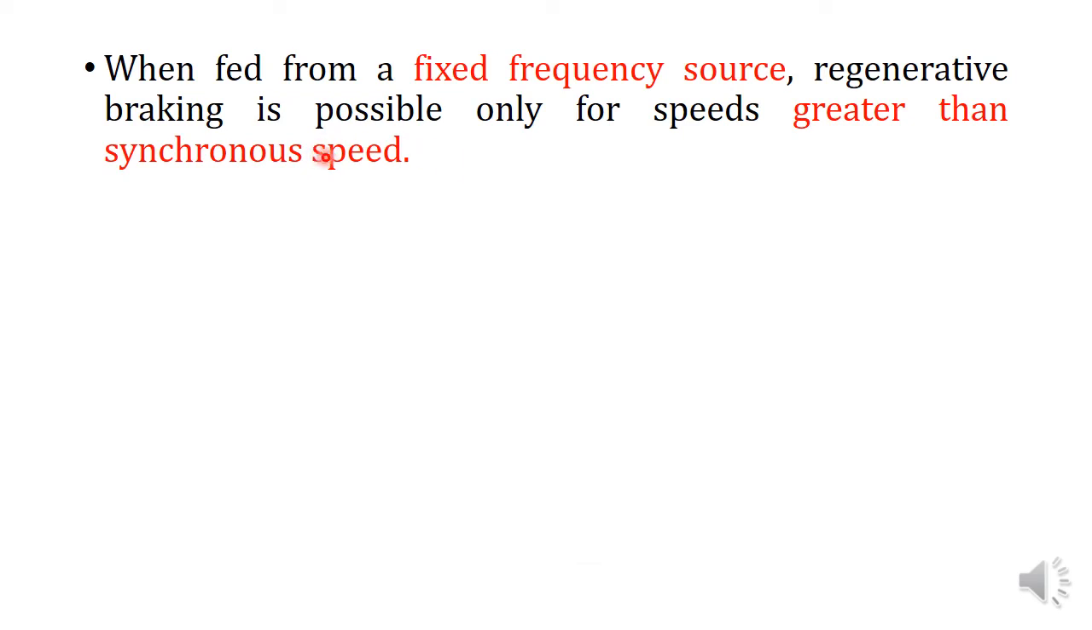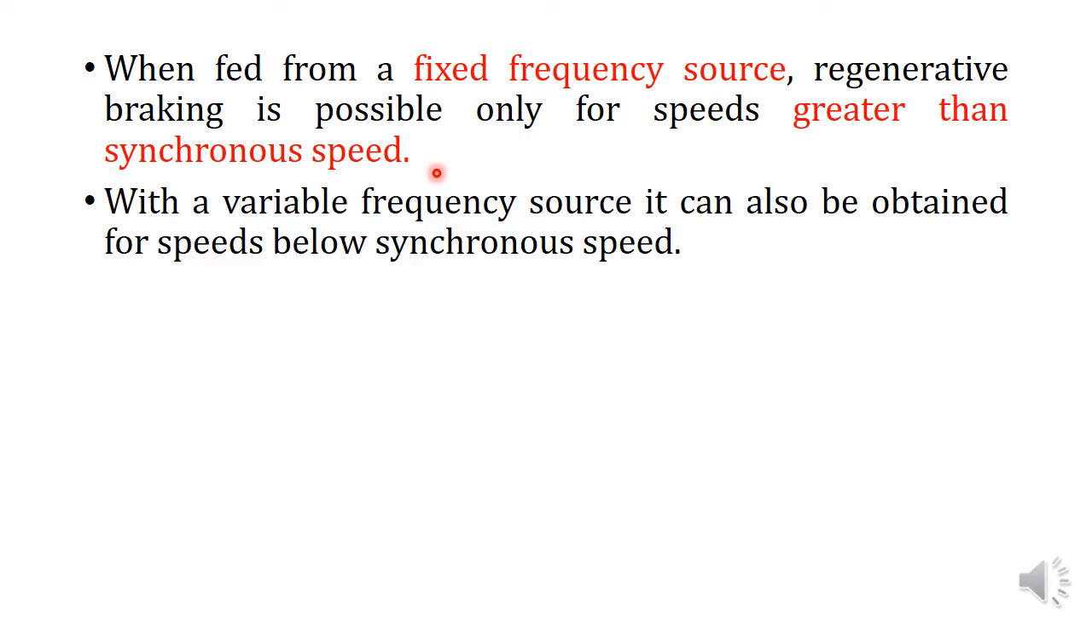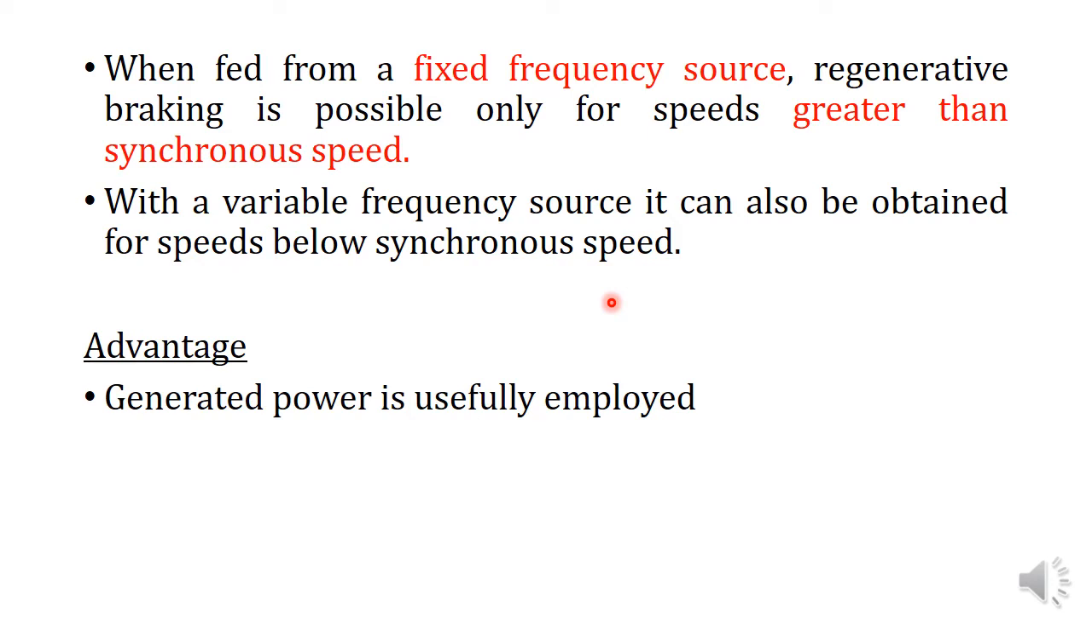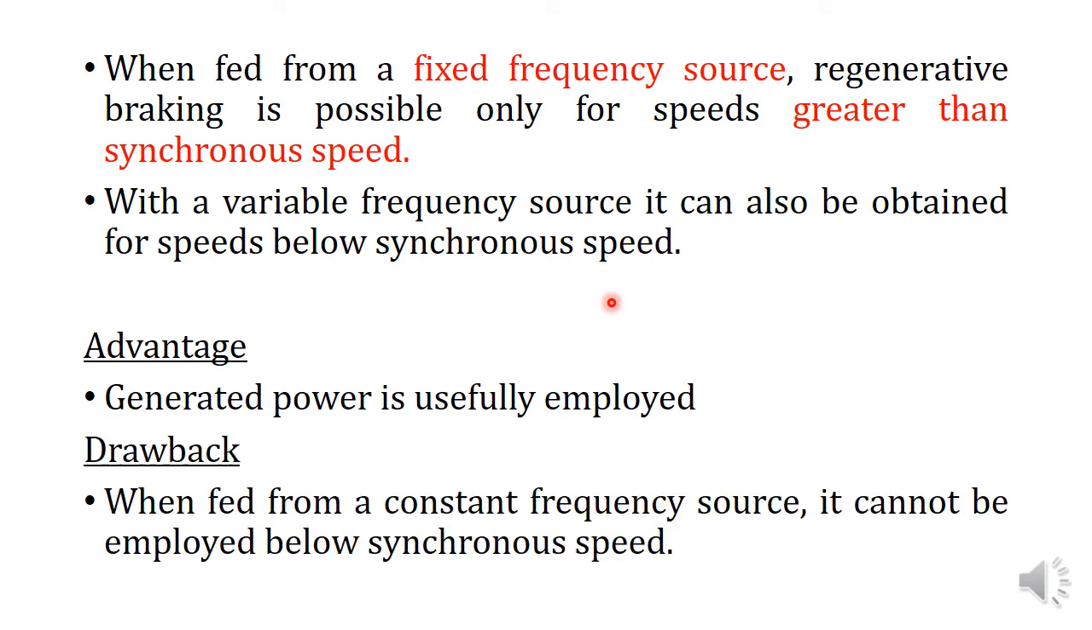This is what we have already discussed. When it is fed from a fixed frequency source, regenerative braking is possible only for speeds greater than synchronous speed. With a variable frequency source, it can also be obtained for speeds below synchronous speed. The advantage of the regenerative braking method is that the generated power is usefully employed. It's used somewhere. But the disadvantage is that when fed from a constant frequency source, it cannot be employed below synchronous speed.